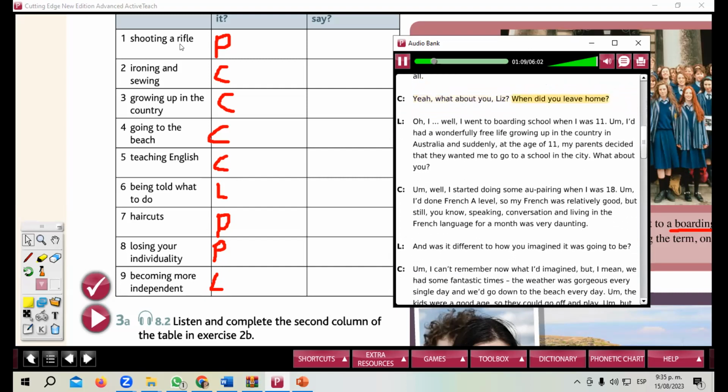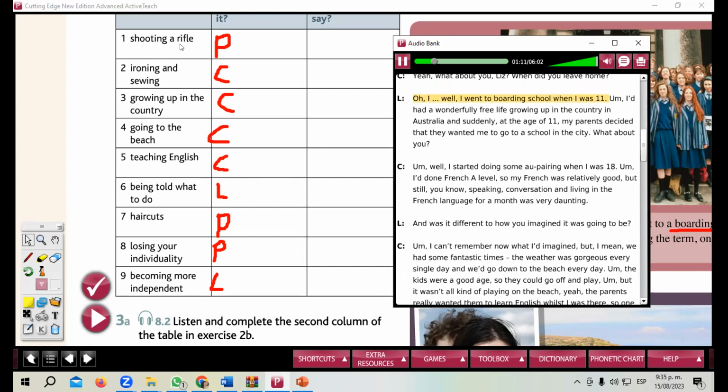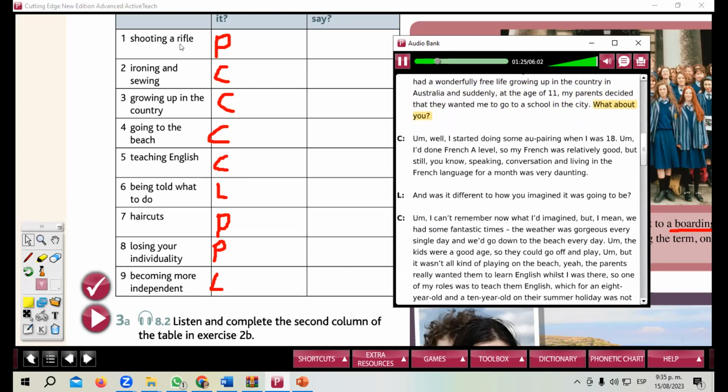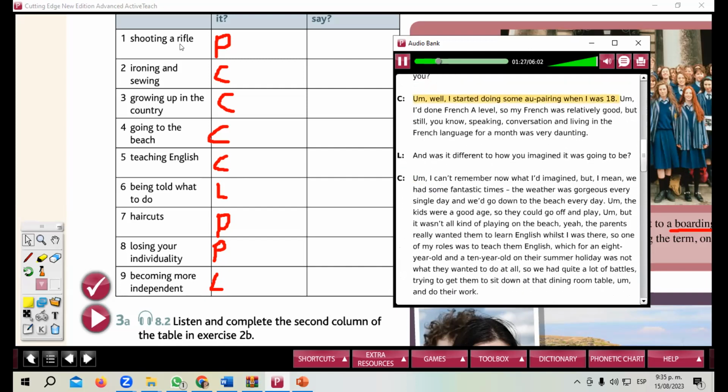What about you, Liz? When did you leave home? I went to boarding school when I was 11. I'd had a wonderfully free life growing up in the country in Australia. And suddenly at the age of 11, my parents decided that they wanted me to go to a school in the city. What about you? Well, I started doing some au pairing when I was 18. I'd done French A-level, so my French was relatively good, but still, speaking in conversation and living in the French language for a month was very daunting.